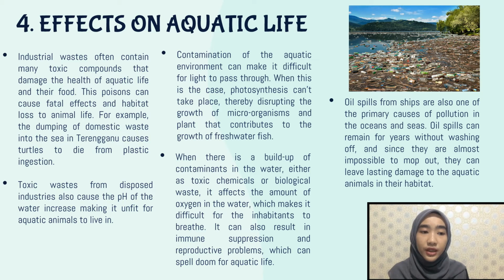Contamination of the aquatic environment can make it difficult for light to pass through. When this is the case, photosynthesis cannot take place, thereby disrupting the growth of microorganisms and plants that contribute to the growth of freshwater fish. When there is a build-up of contaminants in the water, either as toxic chemicals or biological waste, it affects the amount of oxygen in the water, which makes it difficult for the inhabitants to breathe. It can also result in immune suppression and reproductive problems, which can spell doom for aquatic life.